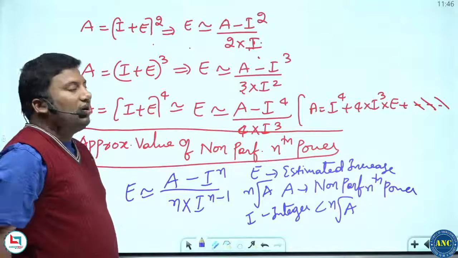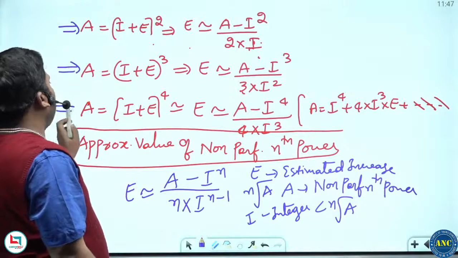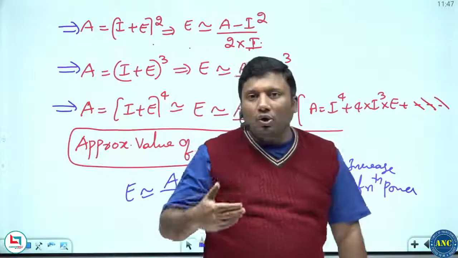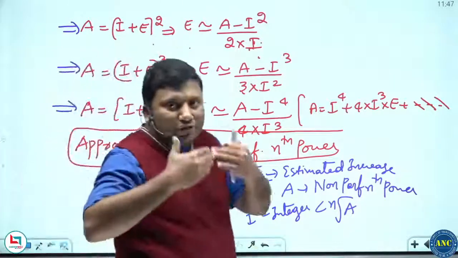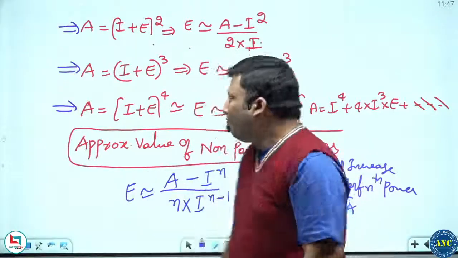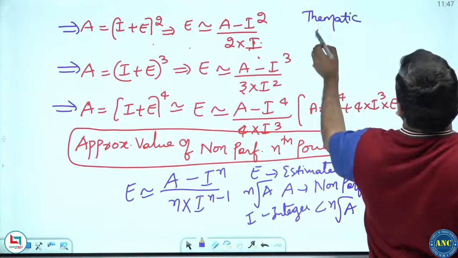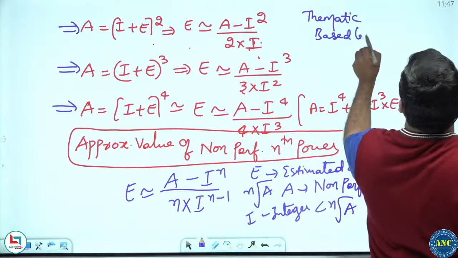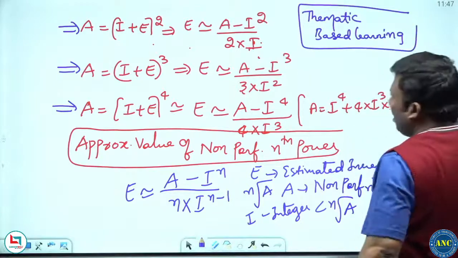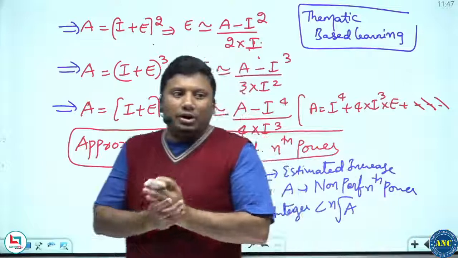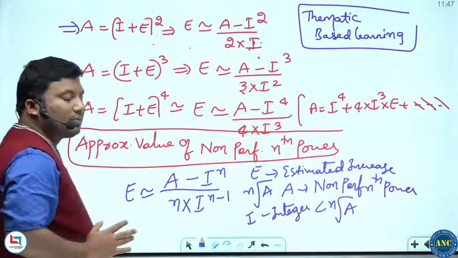So there is absolutely no formula based learning. These are all mandatory concepts a student should know. Now, not only for non-perfect squares and non-perfect cubes, you can also derive it for fourth power, fifth power, sixth power, seventh power. This is the beauty of thematic based learning. Once you learn the concept for the first time, then everything will be extremely easy for you. Any doubts that you have, you can mention it in the class. I hope the concept is very, very clear.